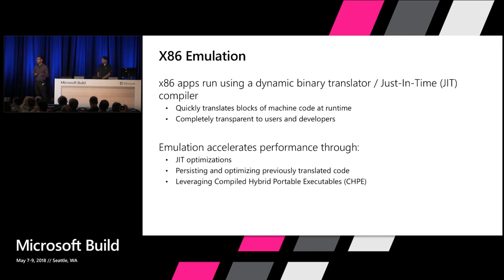Now, generally getting this to perform well is a difficult proposition. So we've done a lot of engineering investment to make this run well. We've done a lot of optimizations in the just-in-time compiler. We've done some work around persisting and optimizing blocks of code that were previously translated and persisting those for future use. And we've also developed a technology called compiled hybrid portable executables, which I'll talk about in a little bit, which also help accelerate the performance.